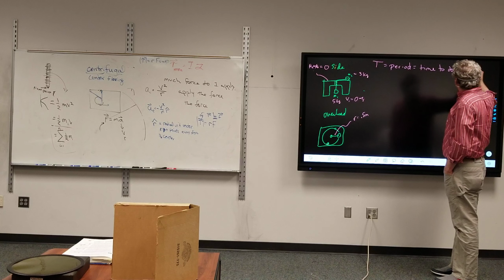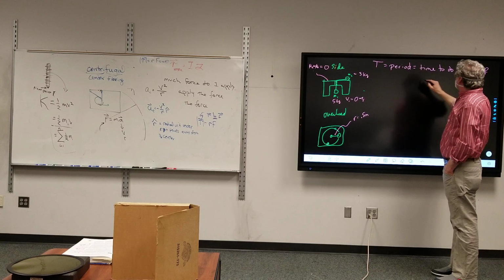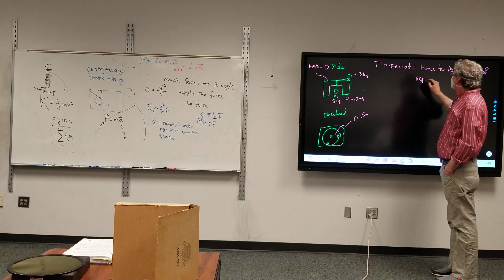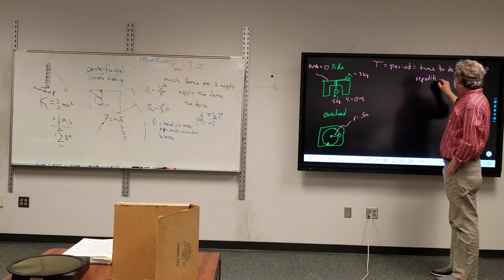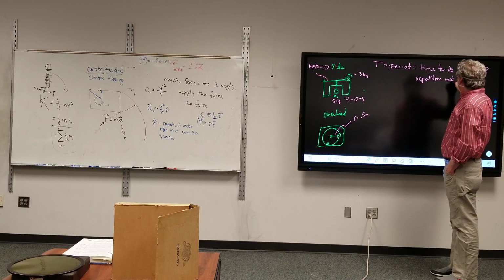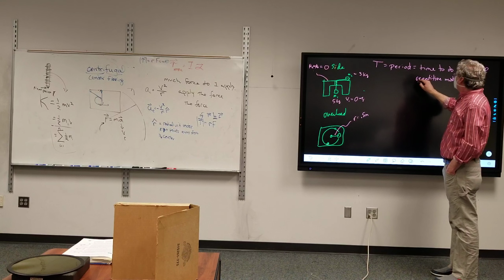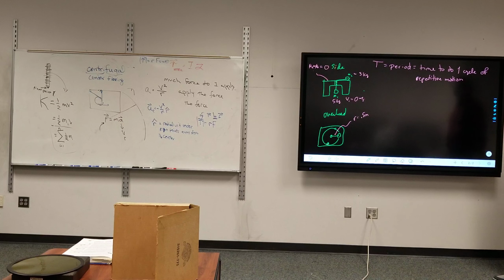One cycle of repetitive motion. So the period of the second hand on the clock, 60 seconds. Period of the minute hand, 60 minutes. Period of the hour hand, this is on the clock, but 12 hours in most cases.